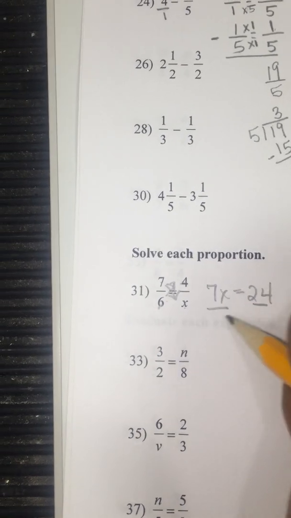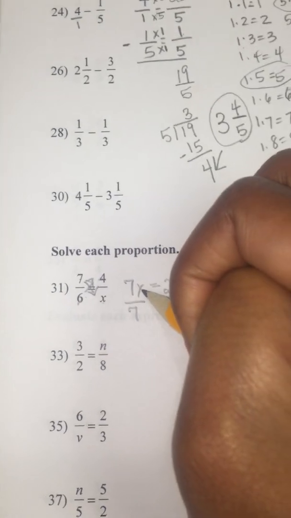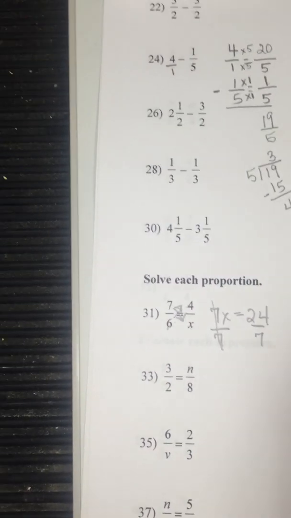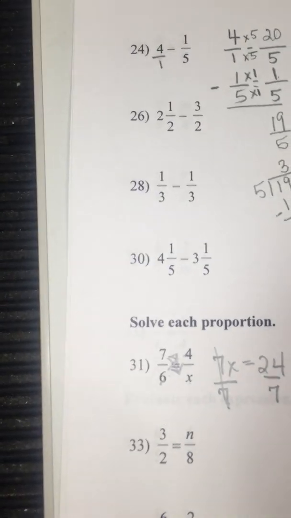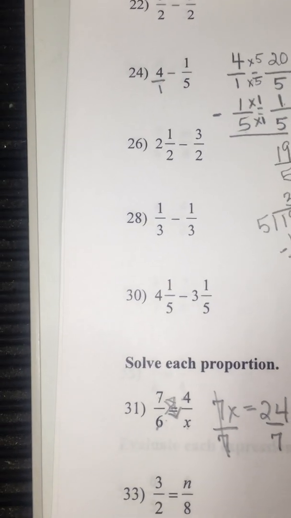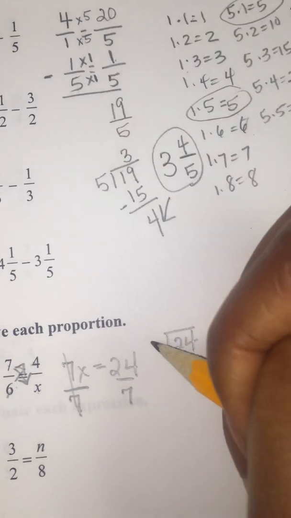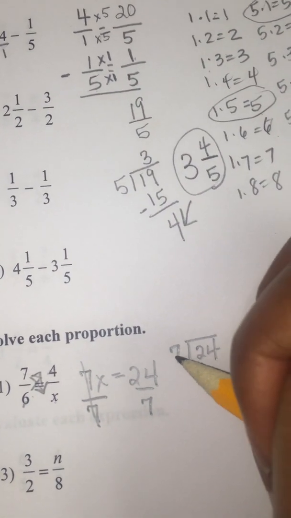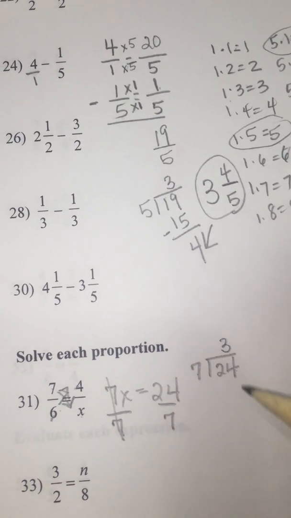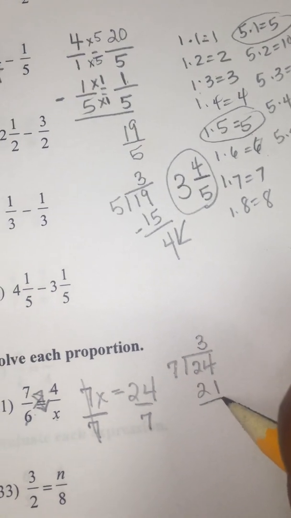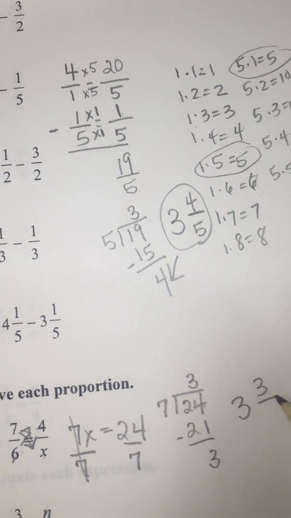We always divide by what is next to your variable. So here I'm going to divide both sides by 7. So here I have 24 over 7. And unless it asks you to simplify it, you always know this is improper. The top number goes in, the bottom number, your denominator, goes out. 7 goes into 24. Let's see, 4 is too high, so let's go 3. 3 times 7 is 21. 24 minus 21 is 3. So this answer is 3 3/7.